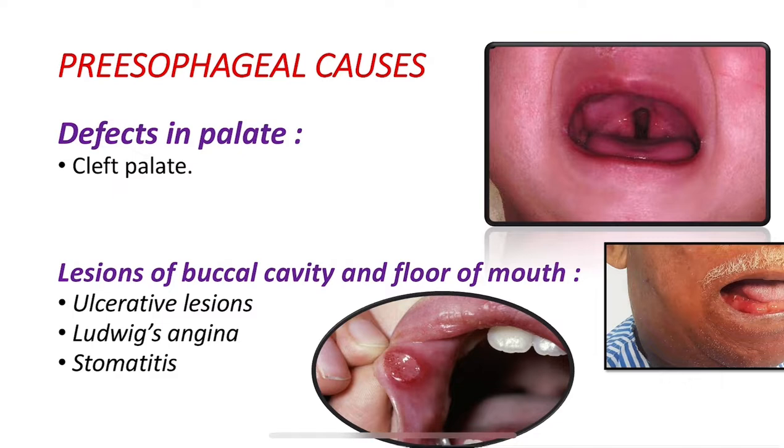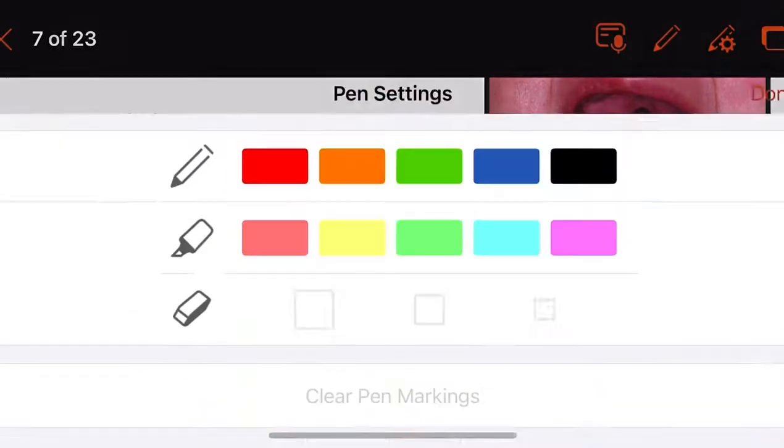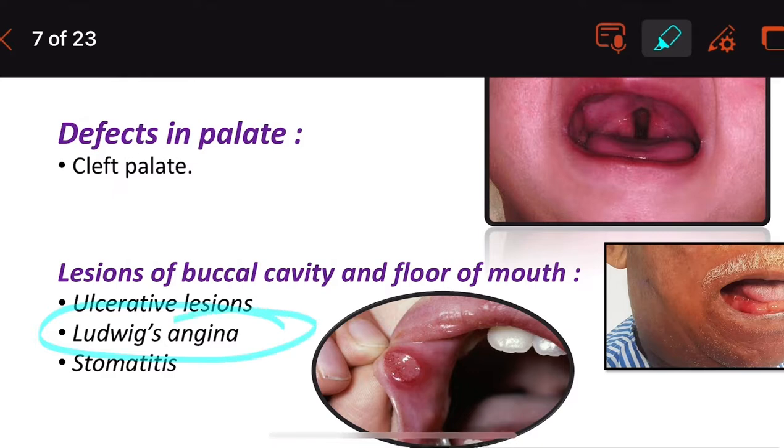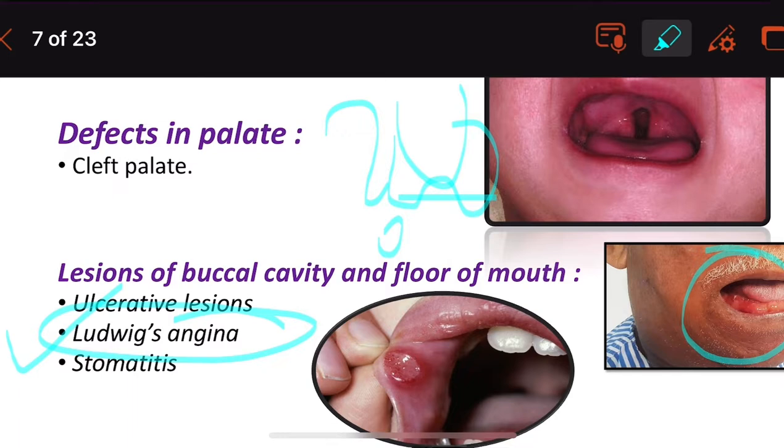Lesions of the buccal cavity and floor of the mouth. So, the ulcerative lesions and Ludwig's angina. This is a term given here. What is Ludwig's angina? Guys, it is a bacterial infection which is affecting the soft tissues in the compartments of the mouth. That could be the sublingual compartment, submental or submandibular. You can see a picture of a double tongue. There is a tongue and again a double tongue appearance in case of Ludwig's angina. This is a patient presenting with double tongue in Ludwig's angina. It is a bacterial infection.